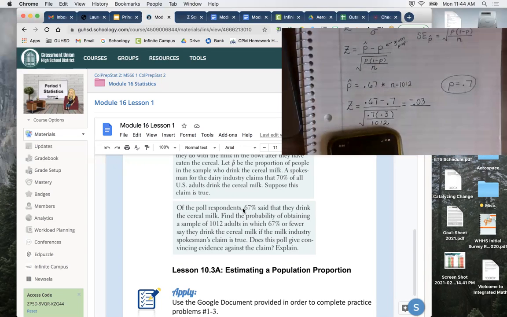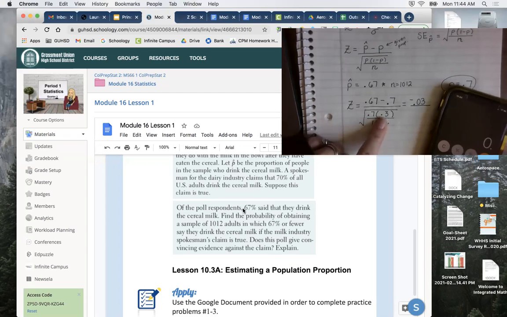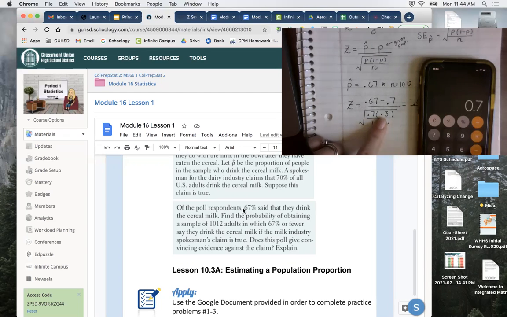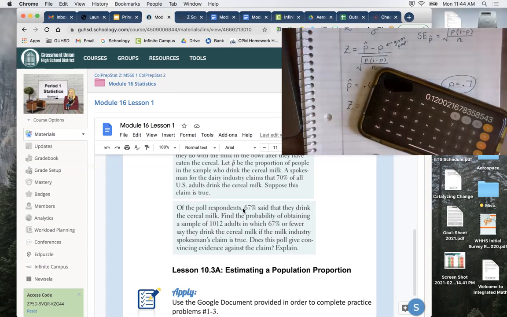So I know that top number. What I don't know is the bottom number here. So I'm going to do this in my calculator here. I'm going to do 0.7 times 0.3 first, and I'm going to hit enter. Then I'm going to divide it by the 1012 like that, and I'm going to hit enter. But then I need to take the square root of all of that. So I'm going to flip my phone and hit square root, and I get 0.12.